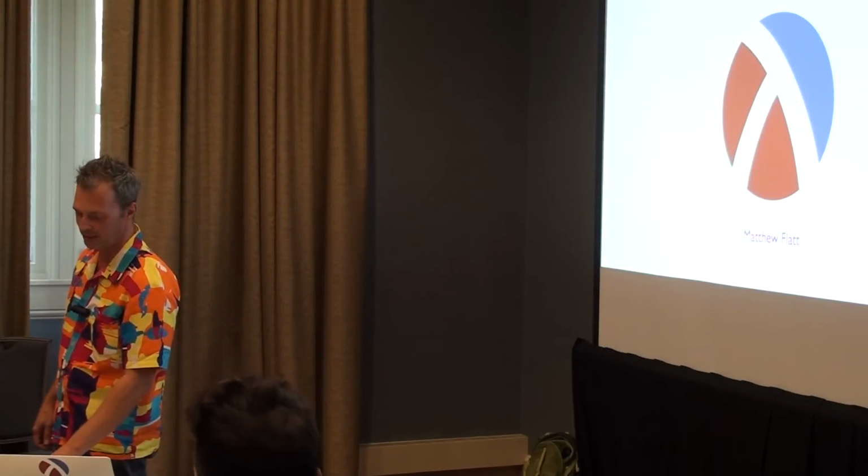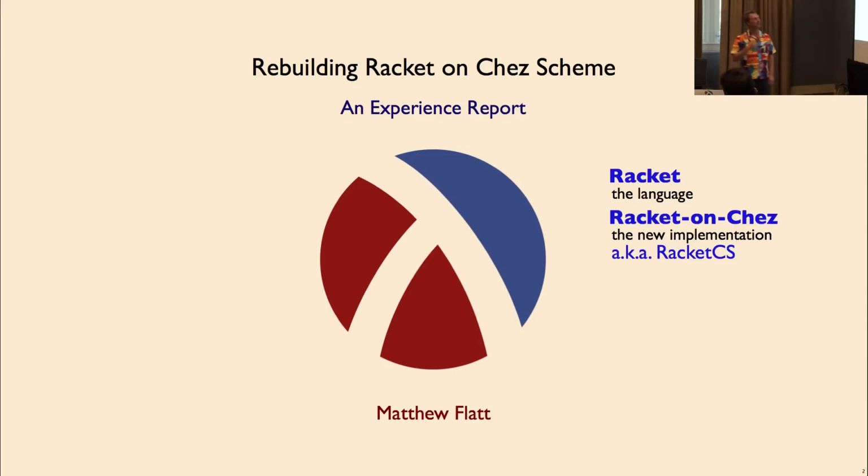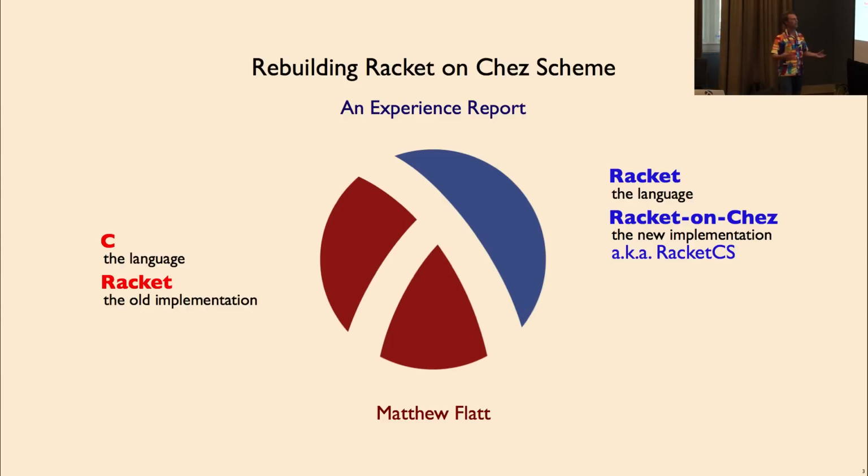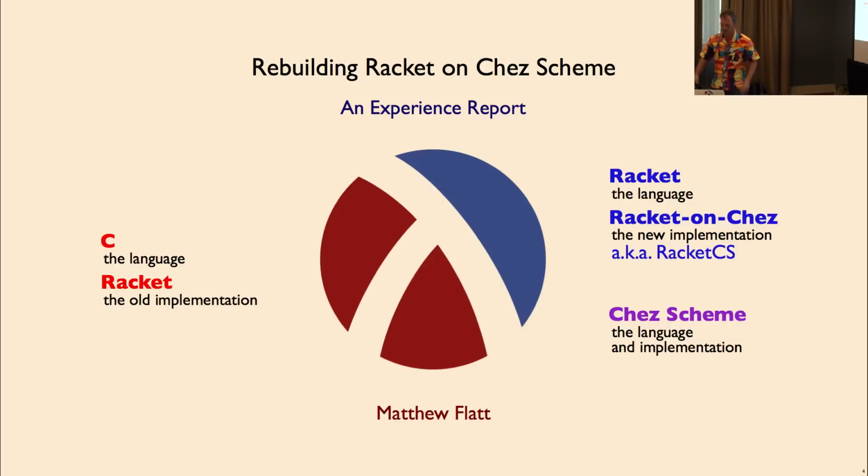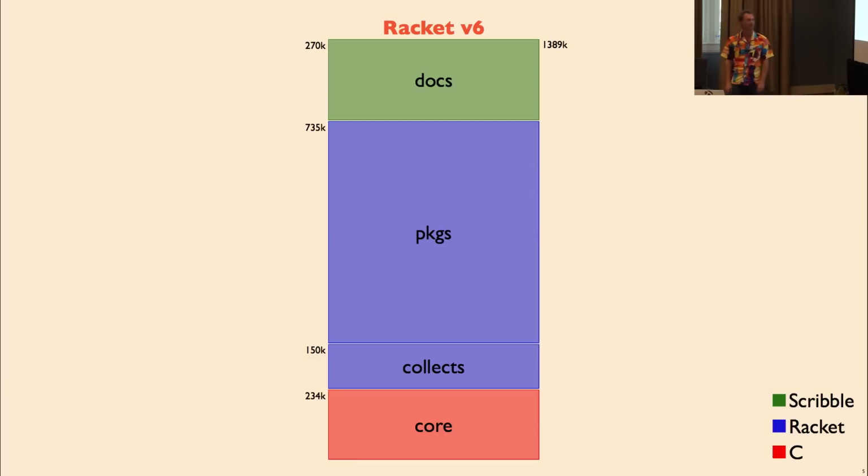There's a color scheme to the talk that it may help to know up front. I'm going to use blue to mean Racket the language, and also Racket on Chez Scheme, which is largely implemented in Racket, as well as Chez Scheme. And Racket CS probably won't show up much, but that's the executable name of Racket on Chez Scheme right now. I'll use red to mean the C programming language, or sometimes for Racket, the old implementation or the current release, which is largely implemented in C. And then when I need to refer to Chez Scheme, I'll use purple for that. So not a big deal if you don't get that, but it might help as we go, because I'll be talking about several languages, several implementations, all at the same time.